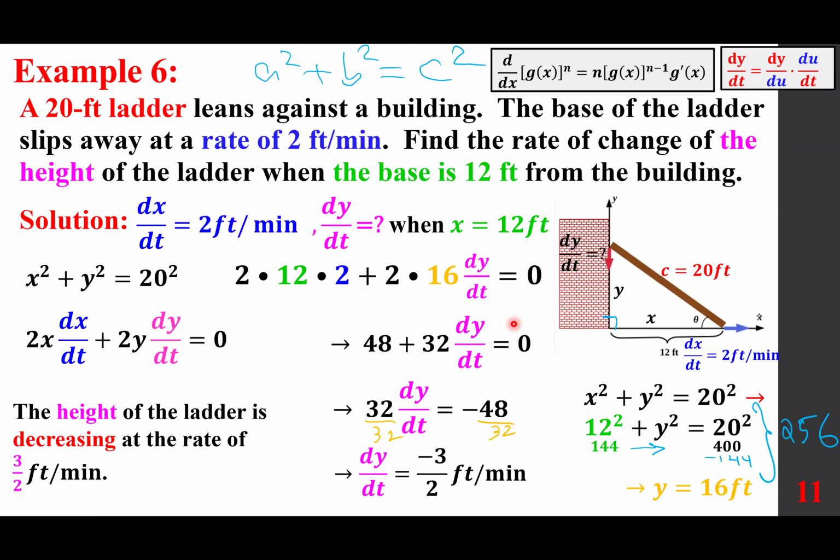Now, when this change occurs, class, as this moves this way, this angle as well as this angle both change. This is the angle between the ladder and the ground. This will change. This is the angle between the ladder and the wall or the building. That will also change. So let's look at that question now.